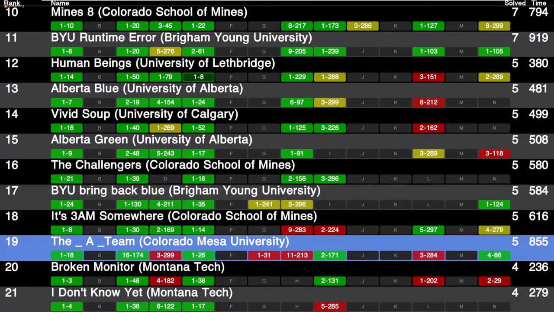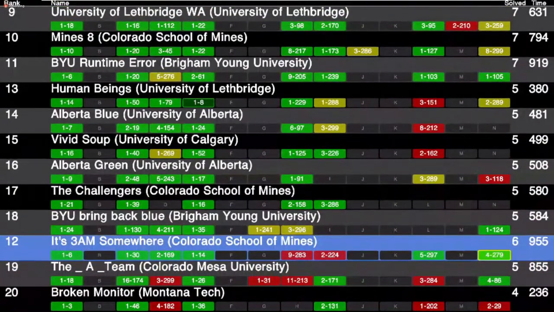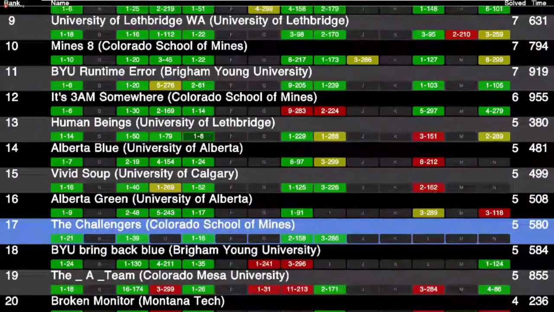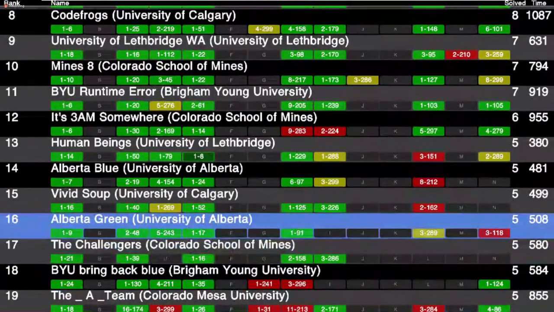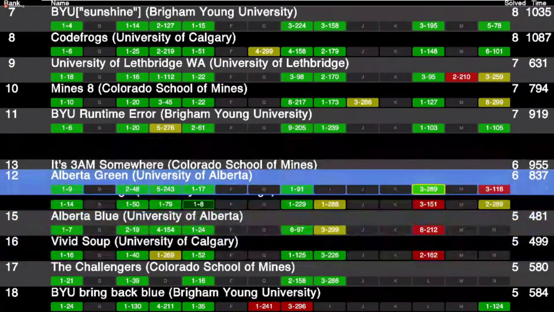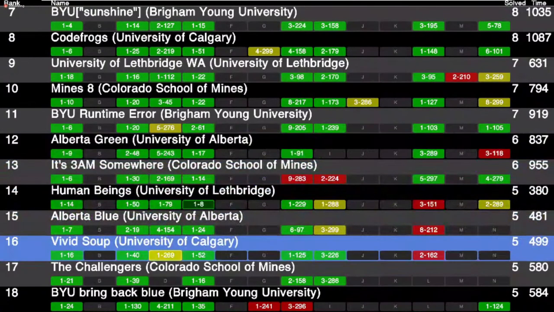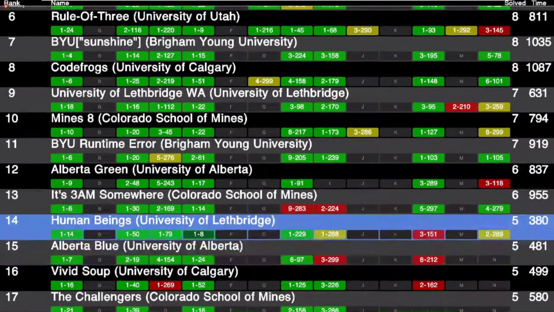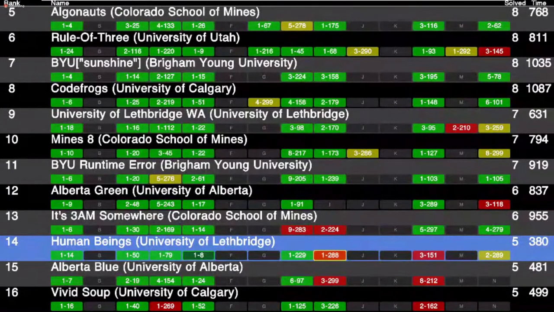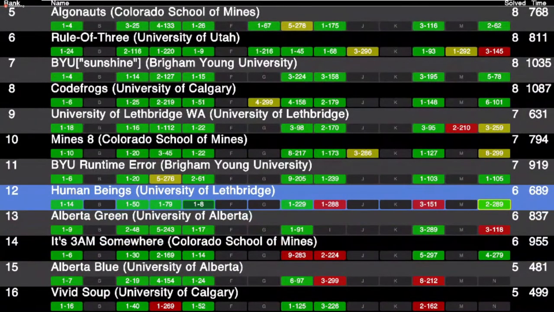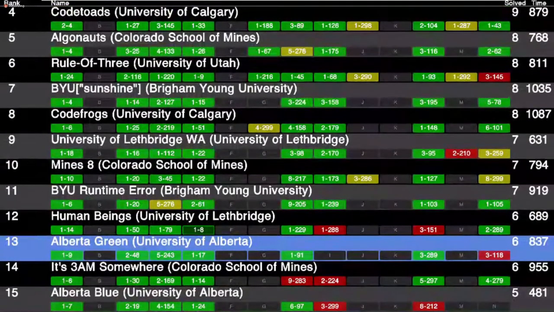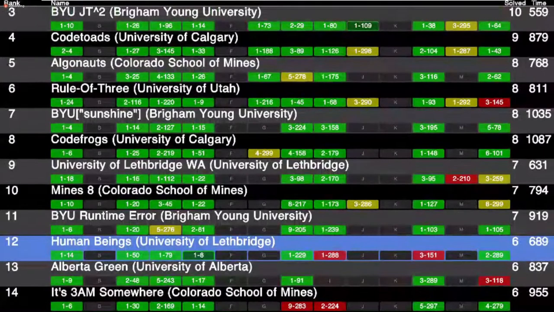All right, Colorado Mines. It's 3 a.m. somewhere on problem N. Very good. Nice. And G was a tricky one. Nicely done, U of A Green. Nice. They have one, and there's stuff. I'm going to put that one. Nope. They have one, two, but oh, one. Okay, good. Number 12. Okay. Right, it's now top 12 here. Lethbridge.